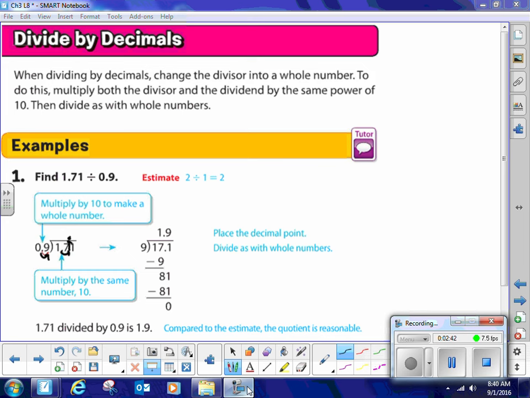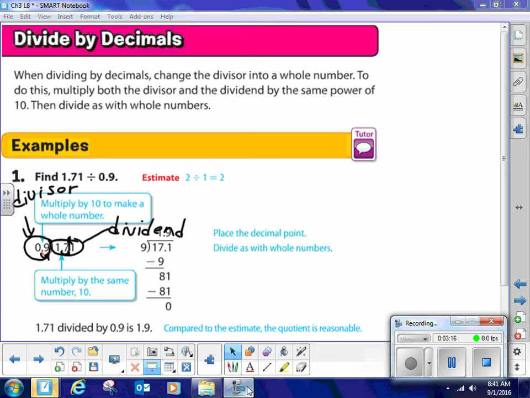Once you change the divisor to a whole number and you've done whatever you've done to the divisor also to the dividend, once you've done all that, you just divide as normal. Now remember that this is the divisor, and this is the dividend. I spelled it wrong one time with an N instead of a D. All right, let's move on to the next one.